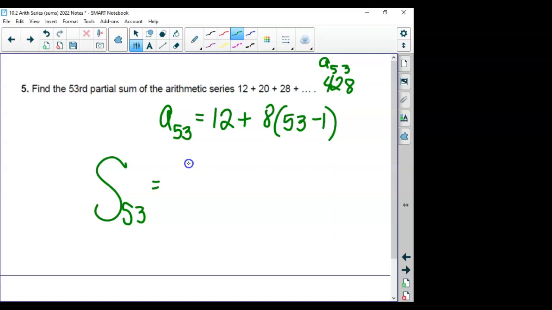53 over 2 times 12 plus 428. 11,660, anybody?